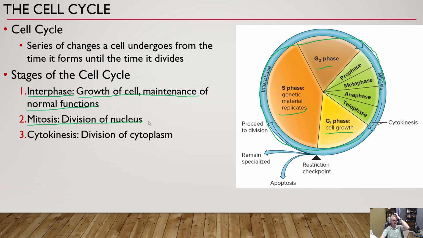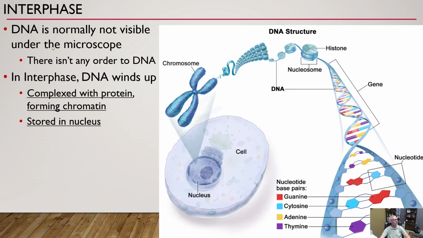Mitosis, we'll talk about the division of the nucleus, and cytokinesis, which is actually the dividing of the cytoplasm, or the actual dividing of the cell. So like I said, we're not really going to talk too much about interphase. But I mentioned earlier that typically DNA is not visible under microscope. Really, there's no order to DNA. It's just kind of all crumbled up or all spread out in the nucleus.